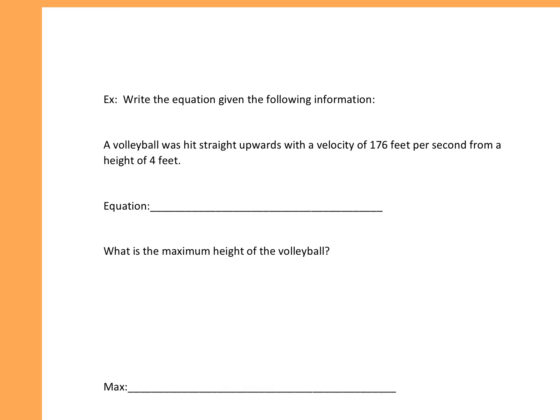So if we go back, we know that we start with h of t. Our first term is going to be negative 16t squared. My velocity is what? 176, so plus 176t. And then my height is 4.